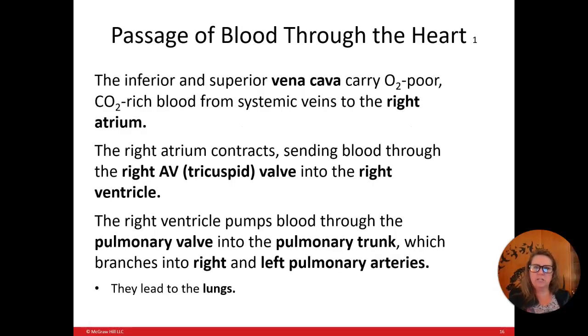I'm going to go slowly through these. This is essentially words, just like I've explained to you, about the pathway of the blood. If you want to pause it, you can.